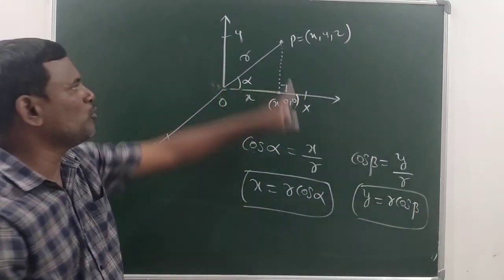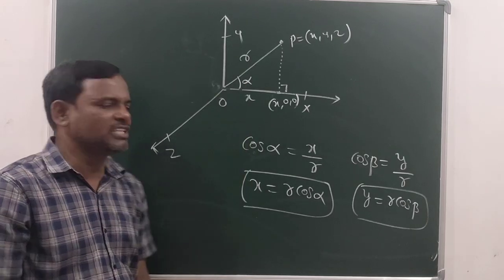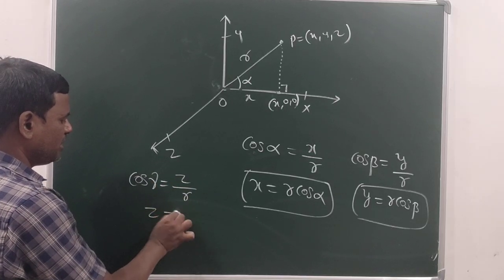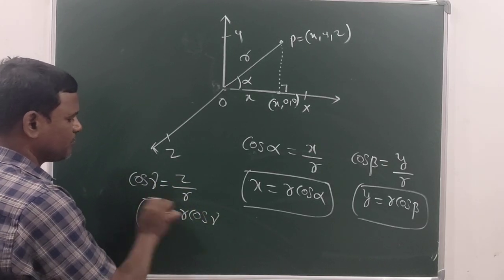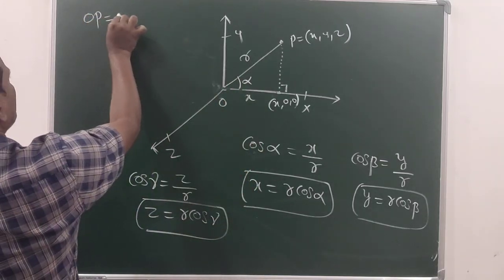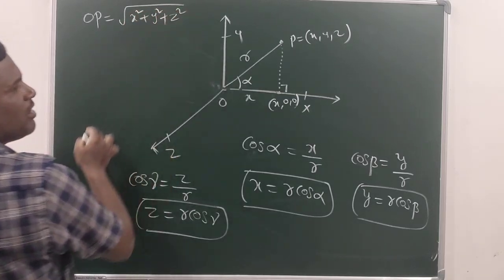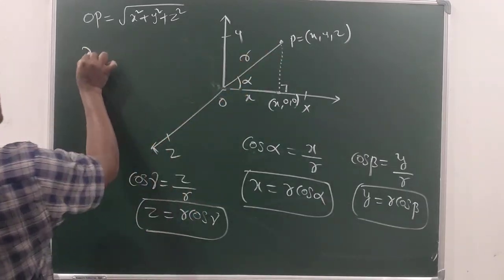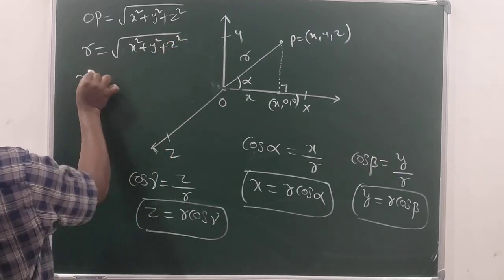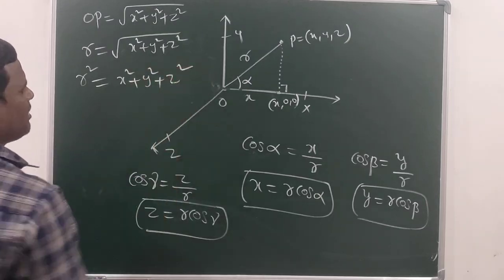Now in the same manner, drop the projection on z-axis and gamma is the angle formed by OP with z-axis. Define cos gamma. You will get z by r. Now z is equal to r cos gamma. Okay students, now measure the distance from O to P. You get root of x square plus y square plus z square. Now OP we have taken as r. Now square on both sides. r square is equal to x square plus y square plus z square.